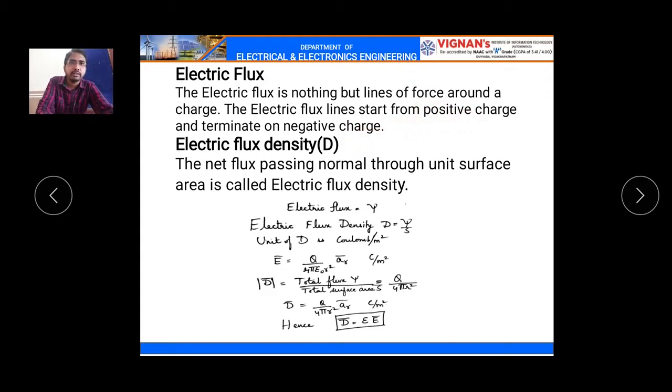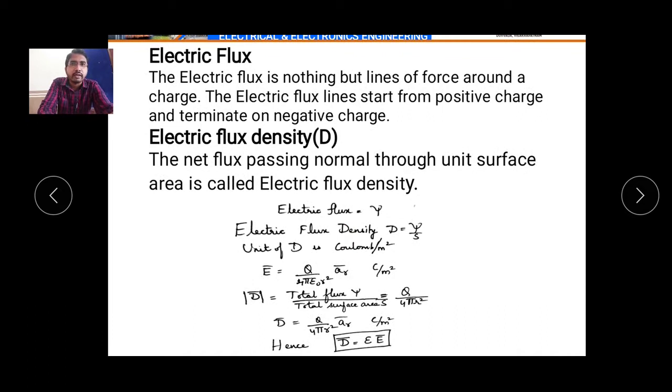Okay. Next, electric flux density D. The net flux passing normally through unit surface area is called electric flux density. Similarly, in magnetism we define magnetic flux density, that is magnetic flux divided by area. Now if you compare that with electricity terms, electric flux density is equal to the electric flux psi divided by the surface area. So D equal to psi by S. The unit of electric flux density is coulombs per meter square.